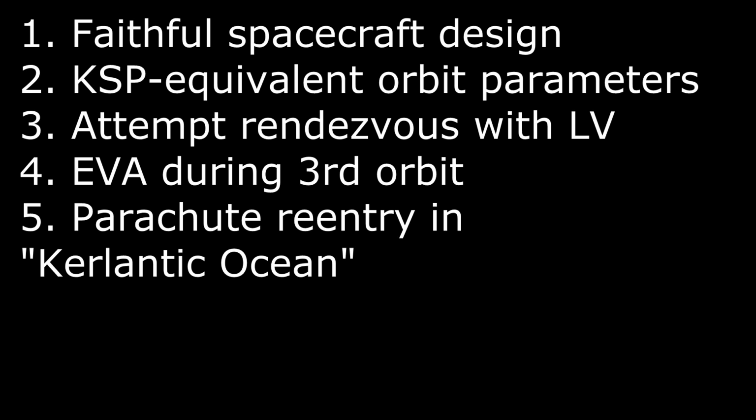Then number 4 is that on the third orbit, we're going to have both of the Kerbals that are in the spacecraft do an EVA. That's going to be followed by a few more orbits. We're not going to be doing all of the actual 62 Gemini orbits. We're going to cut it a little bit short. And then finally, the fifth parameter is that we're going to re-enter the atmosphere with chutes and try to land in the ocean to the east of Kerbal Space Center for rescue.